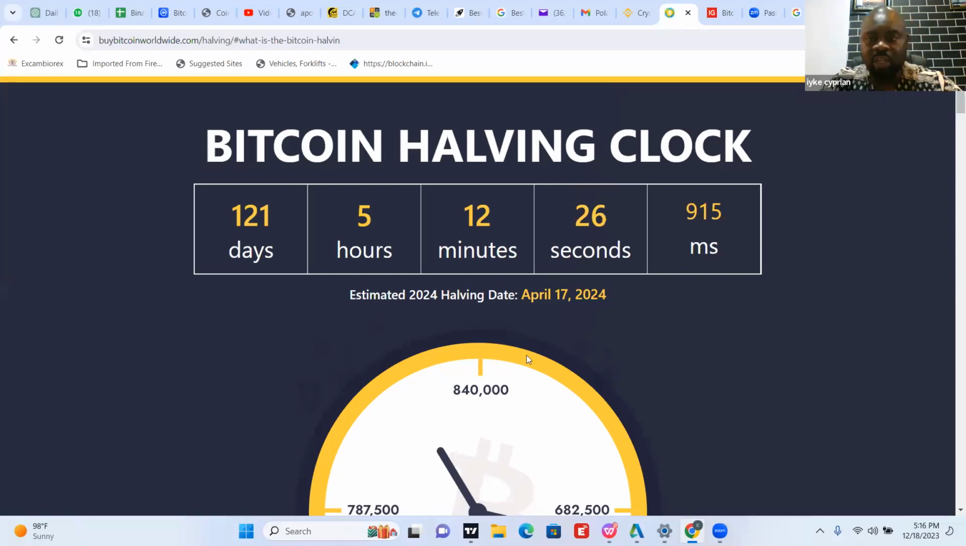You can see it on my screen. So I have the Bitcoin calendar running on my screen. So the Bitcoin halving, it's in 121 days, 5 hours, 12 minutes, and 16 seconds. All right. So we're counting down to the biggest boom in the market. So if you are in this crypto space, you don't need to miss. Okay. So keep following us for the best.